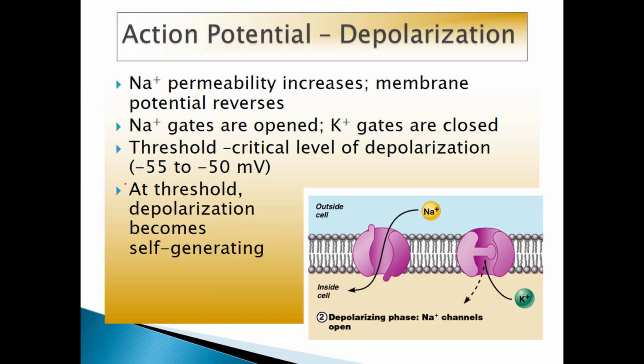So depolarization, the sodium gates are opened and the potassium gates stay closed. The threshold, the critical level of depolarization, is minus 50 or minus 55. That is the magic number that we have to reach. So if here is minus 70, we can put minus 50 here, 0. So we have to get to this spot. Once we get to this spot, the action potential will happen no matter what. So that is depolarization.